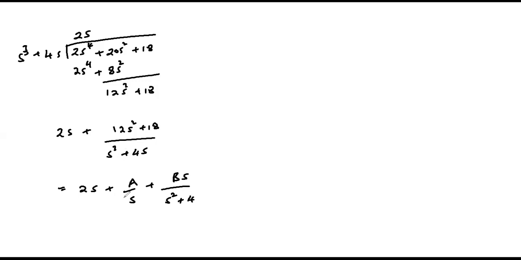From these, we can expand this part into the following, so that you can write the numerator as A into S squared plus 4 plus BS squared, which we compare with the numerator of this term to be 12S squared plus 18.